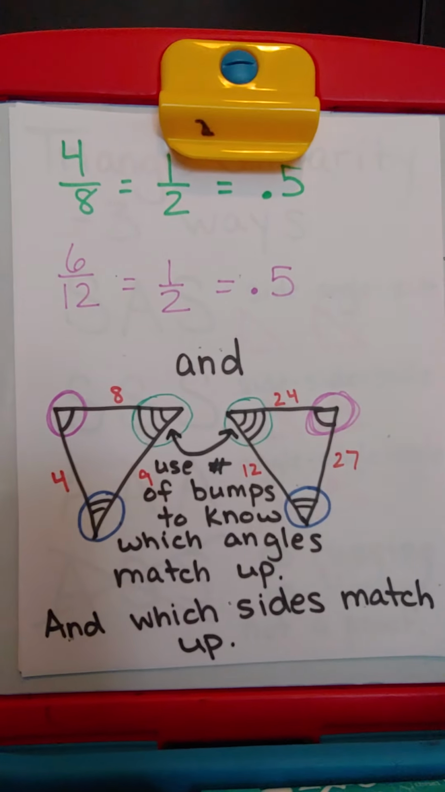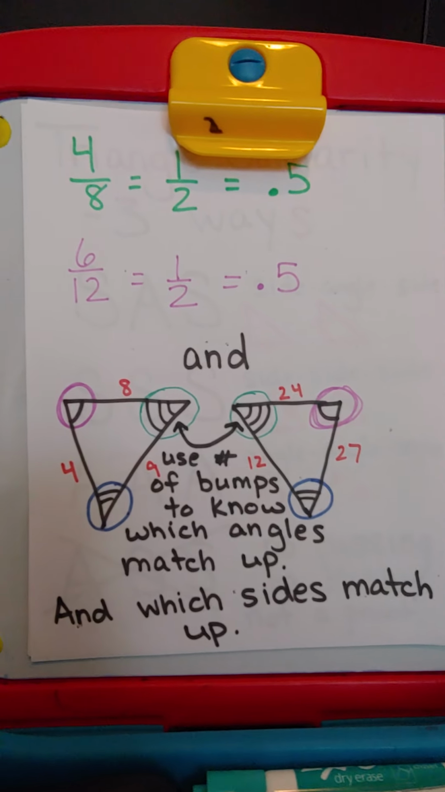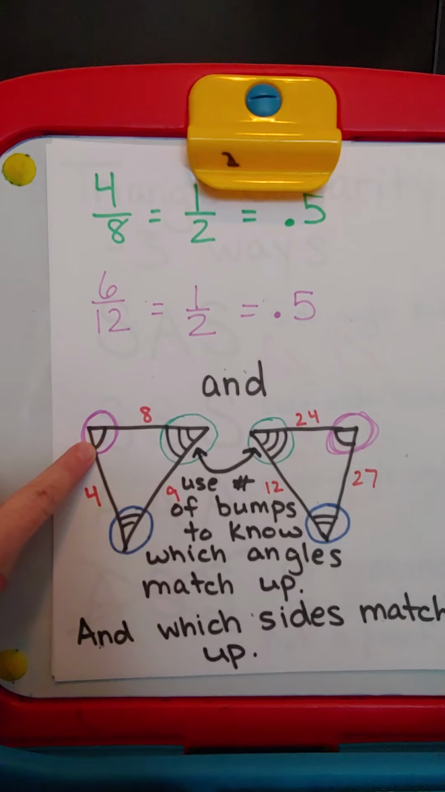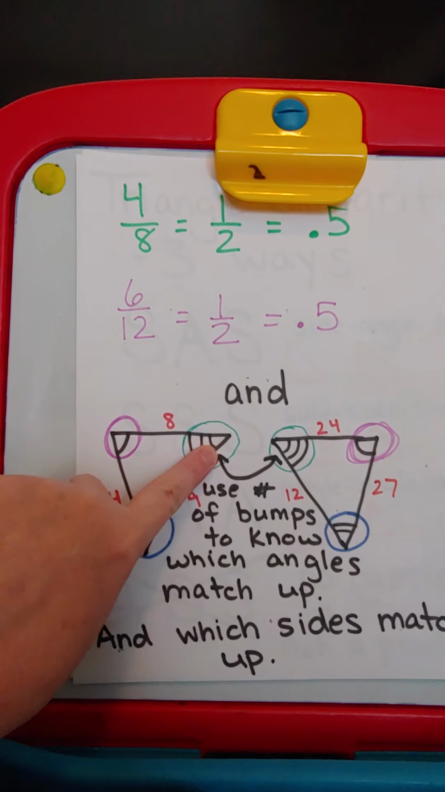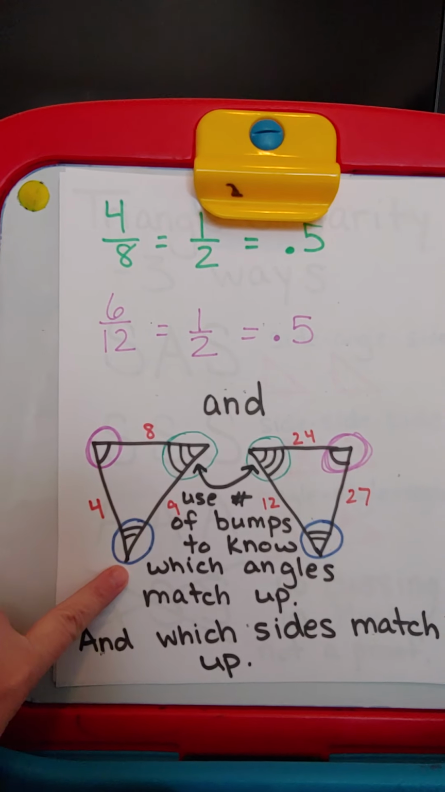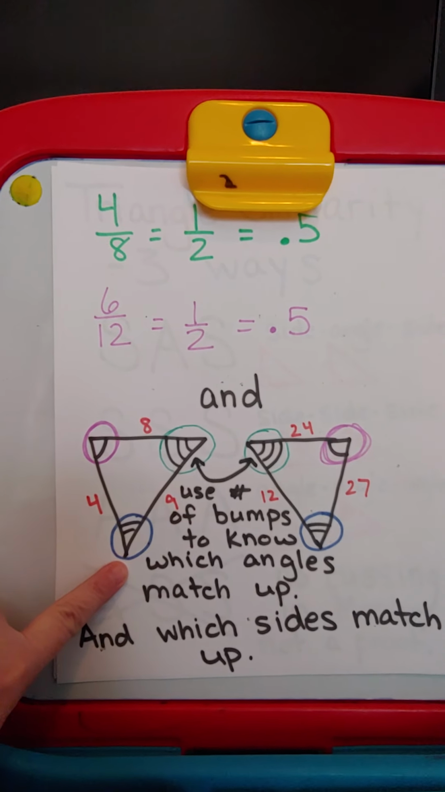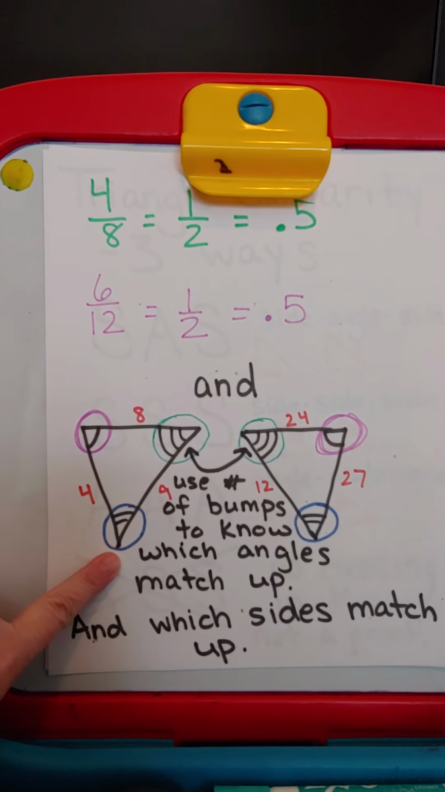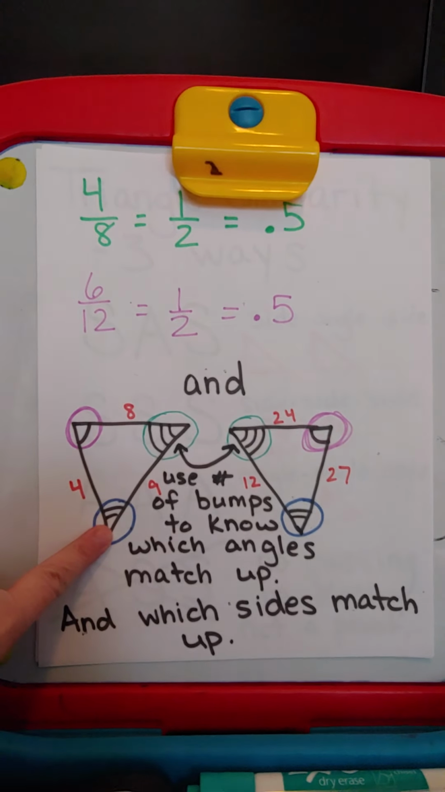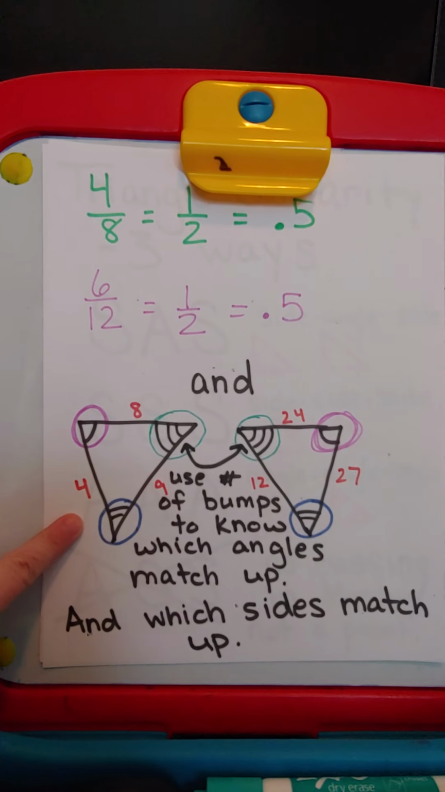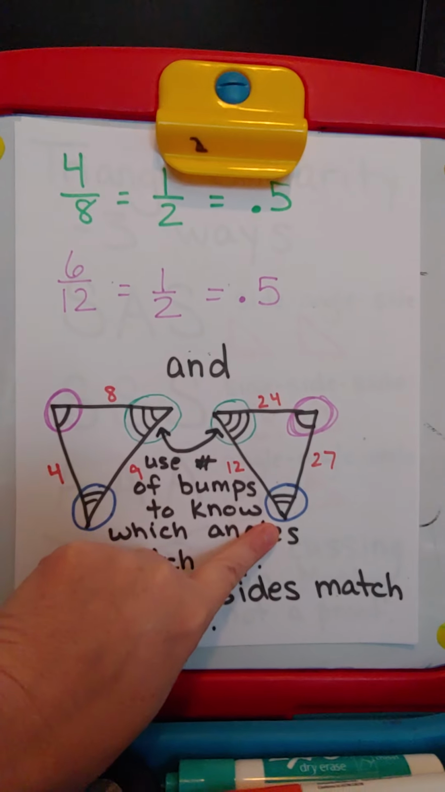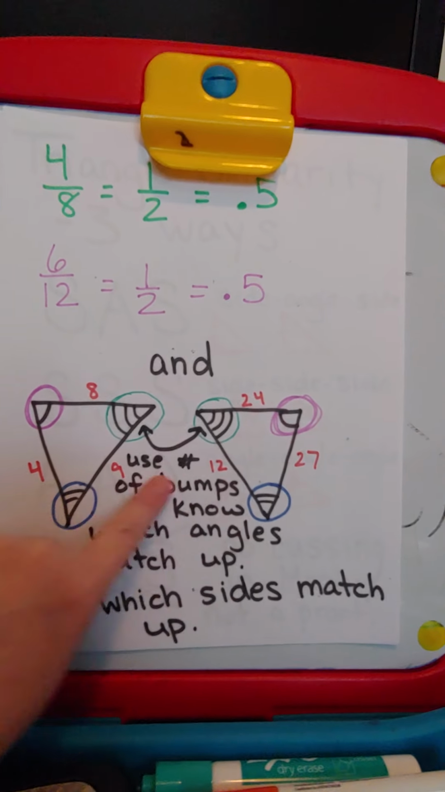So a lot of times they'll indicate on triangles which angles are equal based on the bumps. So notice, like this has 1 bump, 3 bumps, and 2 bumps. So you use the number of bumps to know which angles match up and which sides match up. So if I look at this, I have 1 bump to 2 bumps is 4. That means that on the other triangle, the 1 bump to 2 bumps would match up with that.